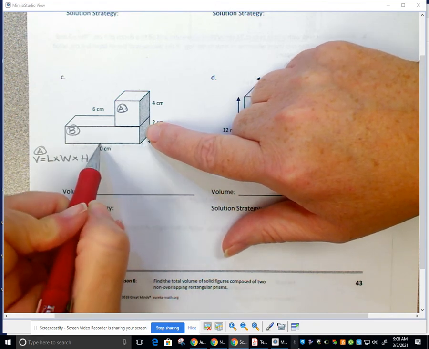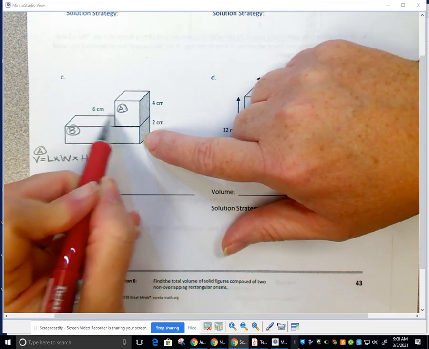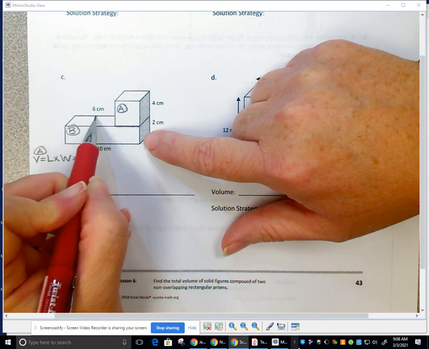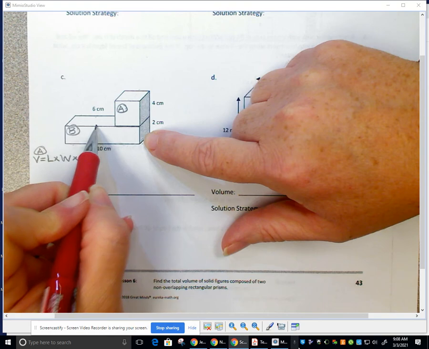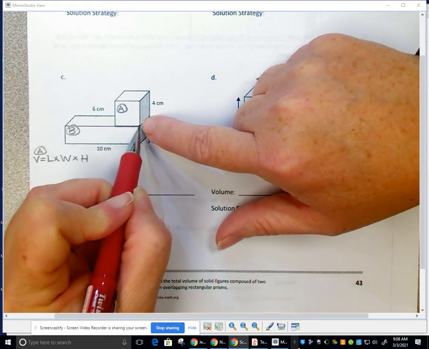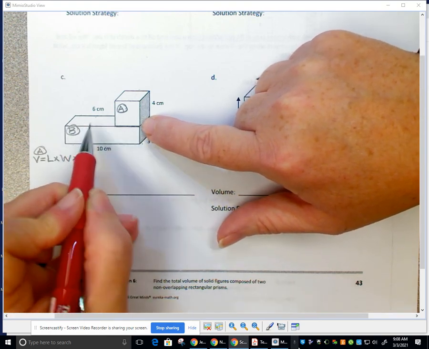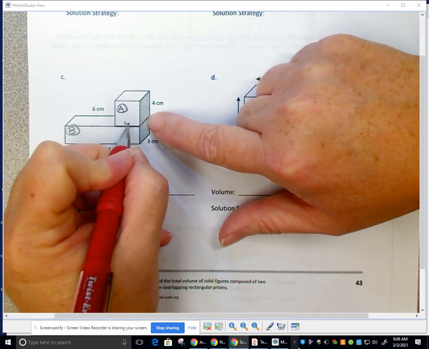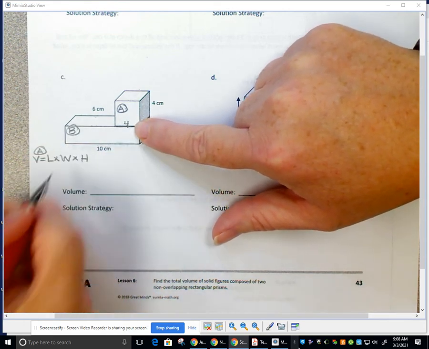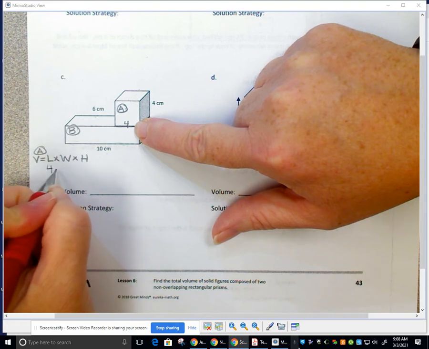Look at what else we know. We know from here to here, this is 6. But from here to here, it equals 10. So 6 plus this would equal 10. So that lets me know this is 4. So my length is 4.